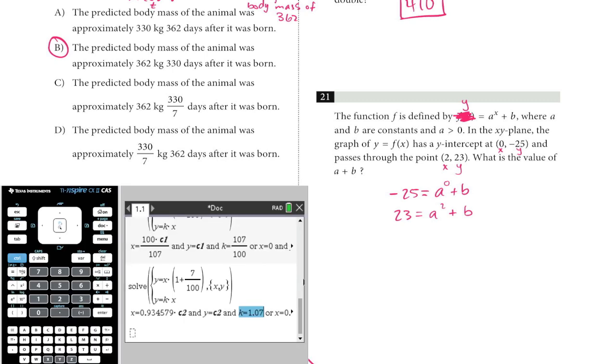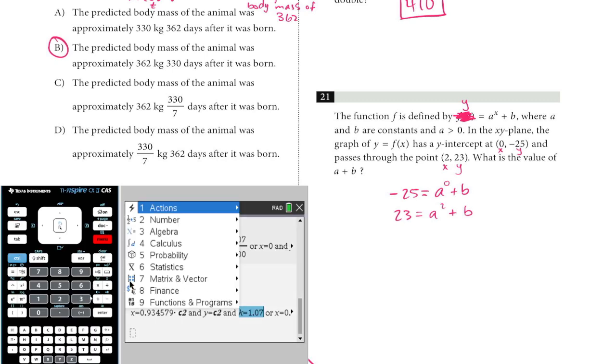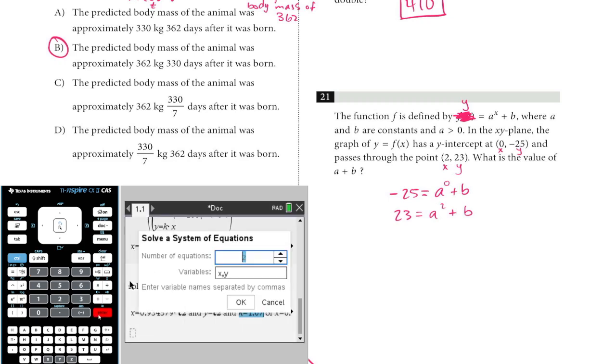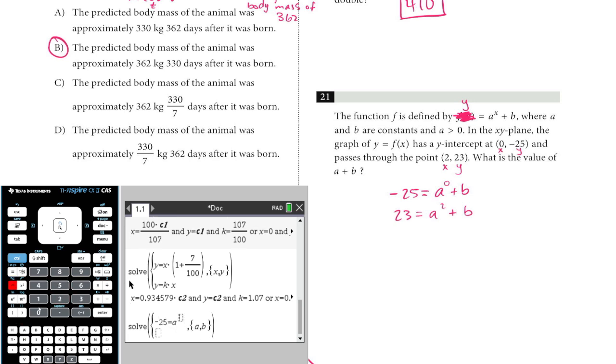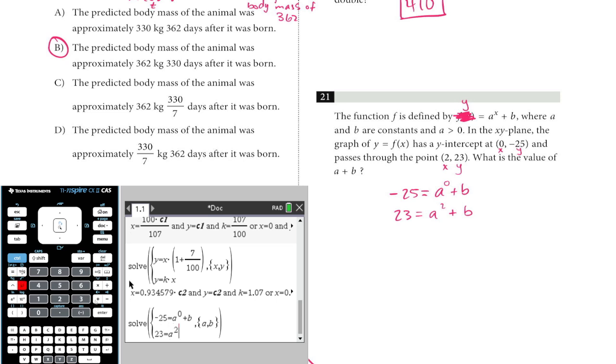So what I can do is pull up our calculator. We can do menu, 3, 7, enter. And I'm going to go ahead and change the letters here. So I'm going to hit tab, and it's going to drop me down. And I'm going to put a, comma, b. Because in our equation, we're using the letters a and b. So now I can just type into my equation exactly how it's written. A to the power 0 plus b. And then 23 equals a squared plus b.